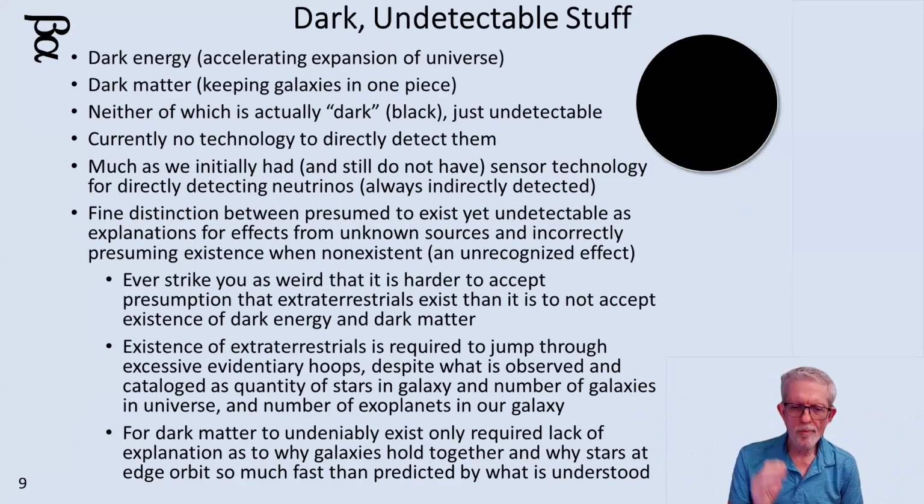Now, we're putting the judgment of extraterrestrials through enormous evidentiary hoops, despite what we know about how many stars there are in the galaxy, how many galaxies there are in the universe, and how many exoplanets we're finding that are in the habitable zone. I mean, we found over 5,000 exoplanets just in our galaxy, of which I think we're now at about 60 that are in the habitable zone. We're just proclaiming that there's nothing alive on any of those.